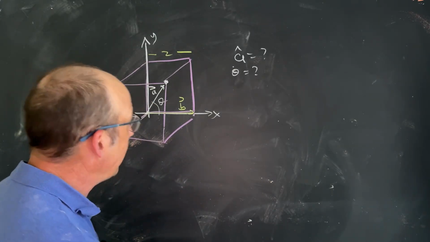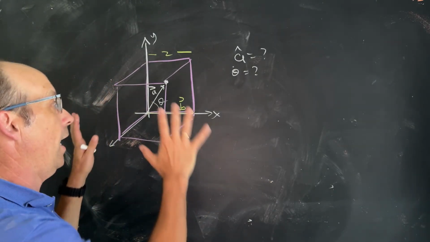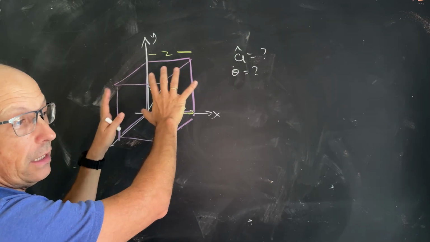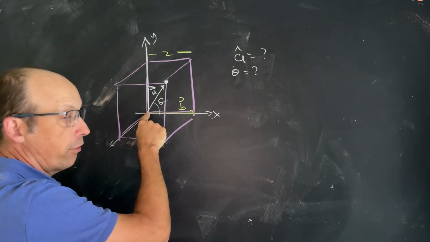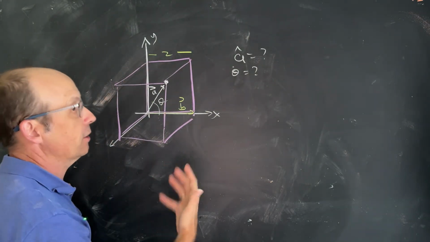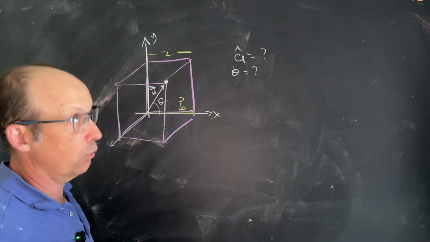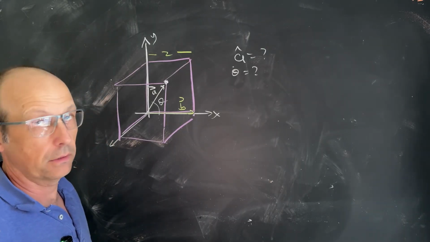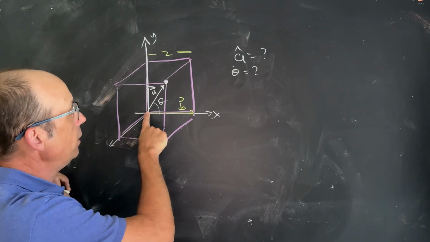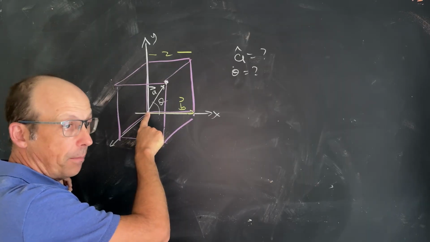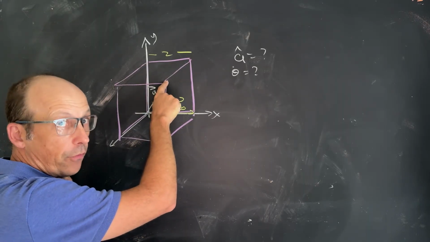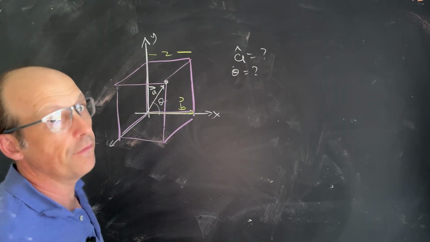This is a classic vector problem. Here I have a cube in XYZ space, and one corner is at the origin, so it's in the positive XYZ octant. We want to find the vector from the origin to this opposite point, and I want to find the unit vector in that direction.